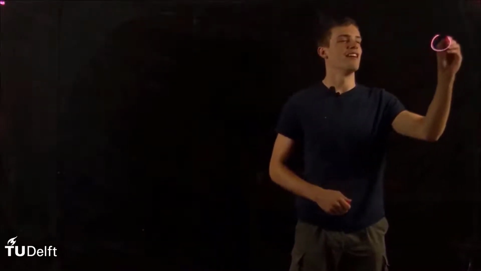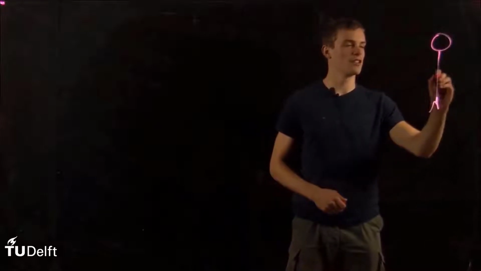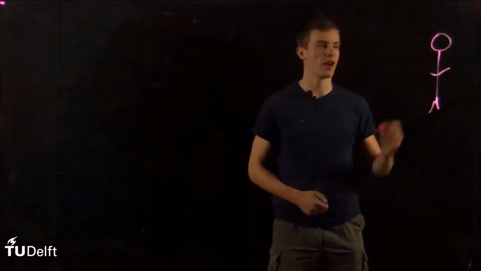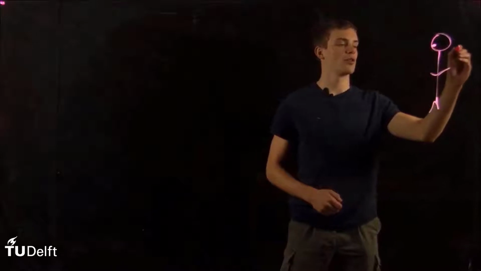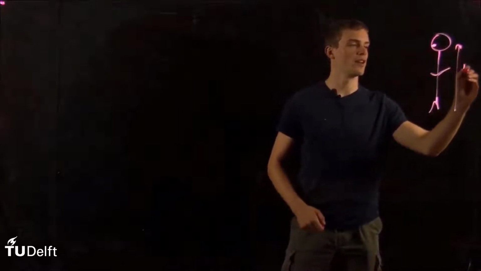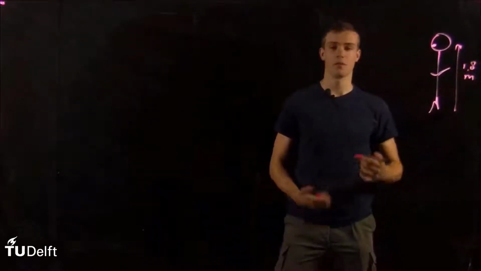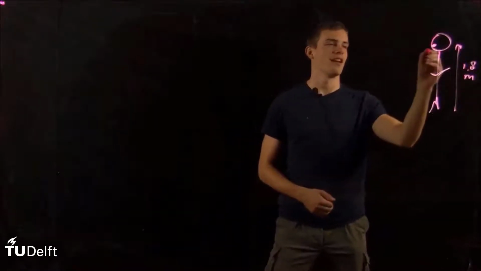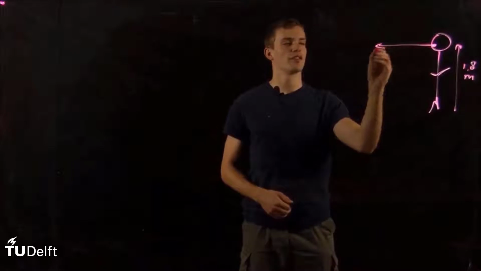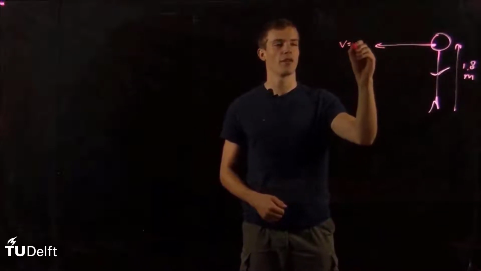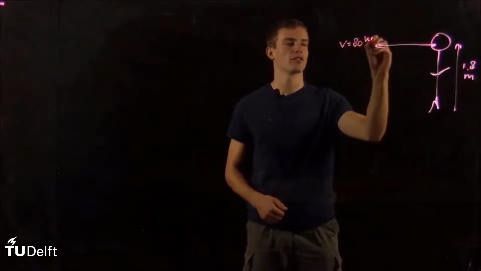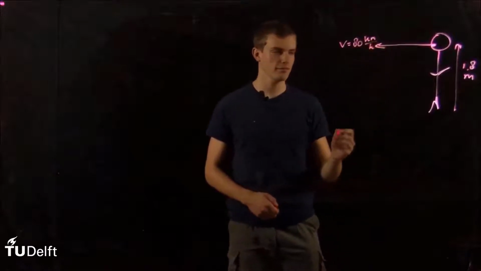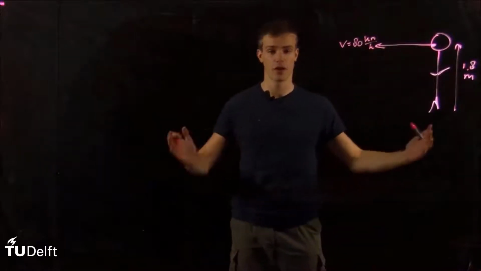For this example, we'll calculate how far my calf will go before it reaches the ground. My calf will go around 1.8 meters, which may be a little bit tall for you, but here in the Netherlands, that's quite normal. The horizontal velocity that my calf will have is around 80 kilometers per hour. And we want to calculate how far it will reach.